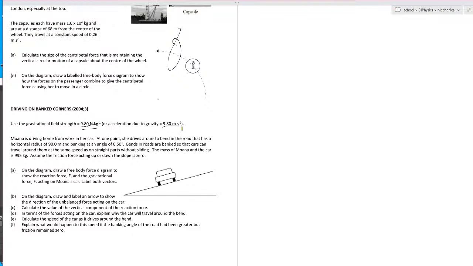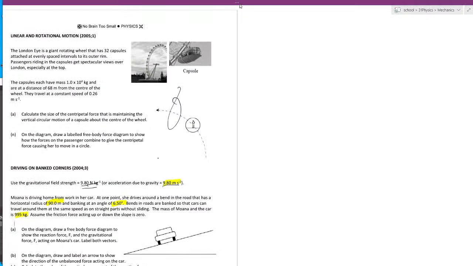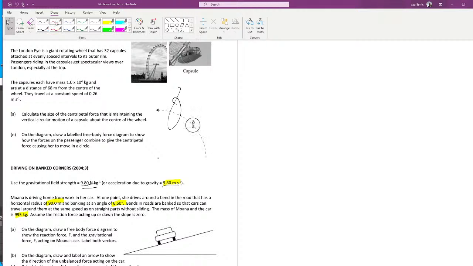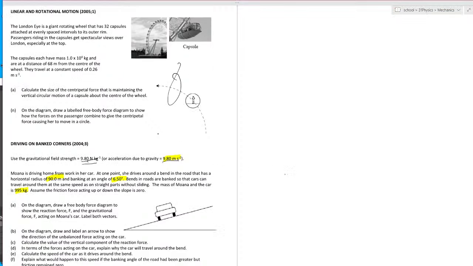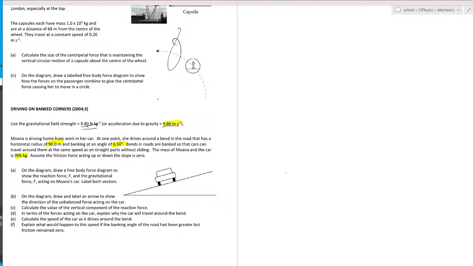So we've got some information here that we need to remember. This bit, I'll highlight. We've got an angle in there, and we've got the mass of the car, which is that number there. Okay, so the first part is asking us to label the vectors. So we'll do it maybe in red. Draw a free body diagram to show the reaction force F and the gravitational force F acting on Moana's car. Label both vectors. Okay, so this is fairly straightforward.